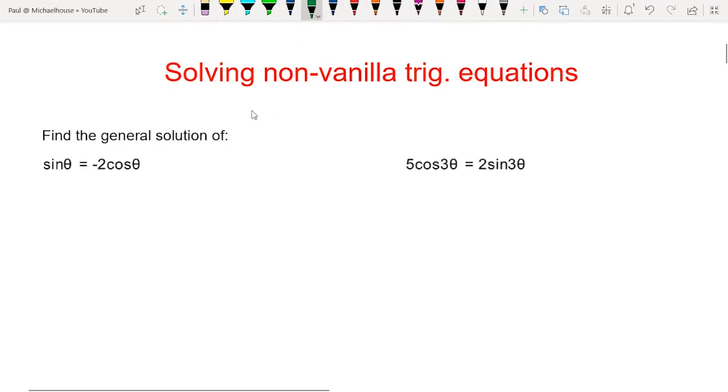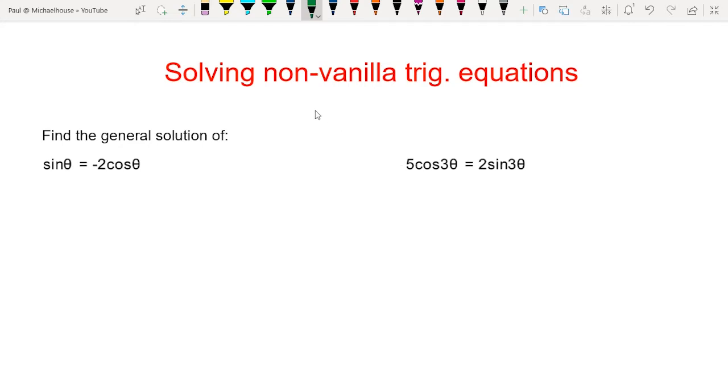In this video, we're going to be looking at solving what I call non-vanilla trig equations. These are ones which require just a little bit more work. It's really important that you've watched the basic trig equations video first. So this is definitely not vanilla. It's got both sine and cos in it.